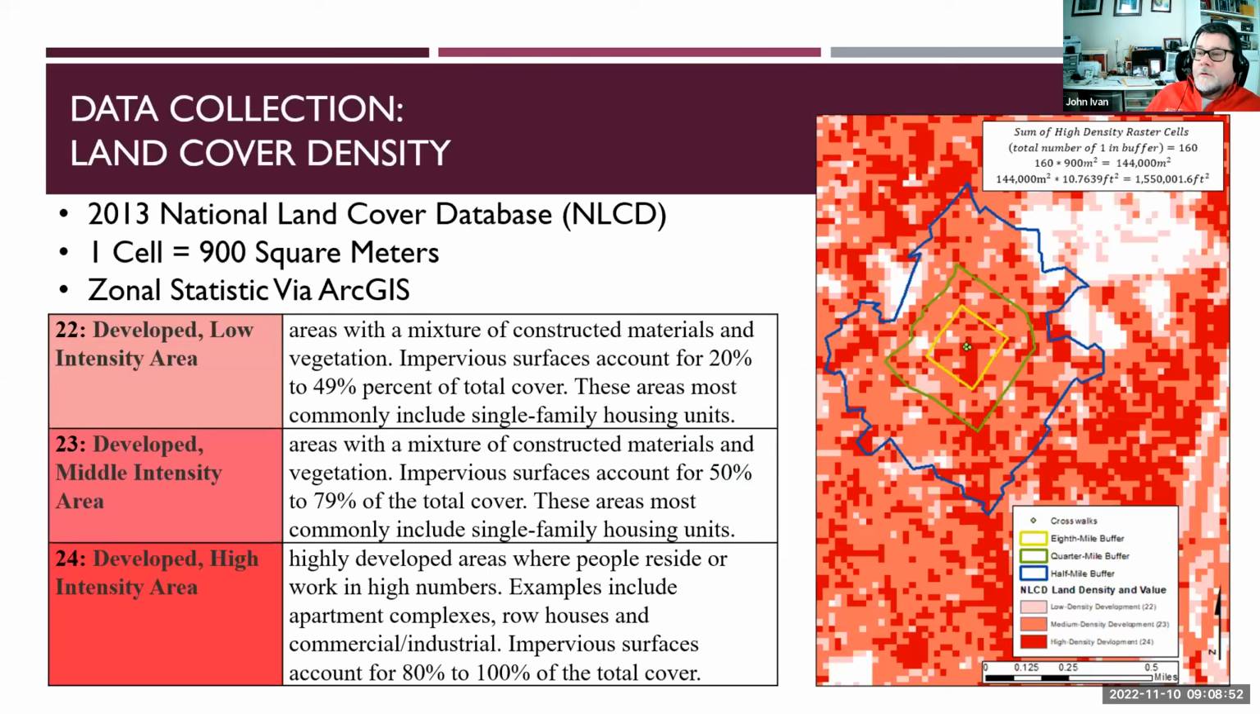And so, for example, one of the things we looked at was land cover density. And so this comes from the National Land Cover Database. And we have developed, so there's 3 different levels here. There's a developed low intensity area, and then there's a middle intensity, and then a high density area. There's also some that would be more rural. See, when it's white, that means there's negligible development there. So you can see within the walking distance from the intersection, we calculated how many of the cells are at each of those different levels.